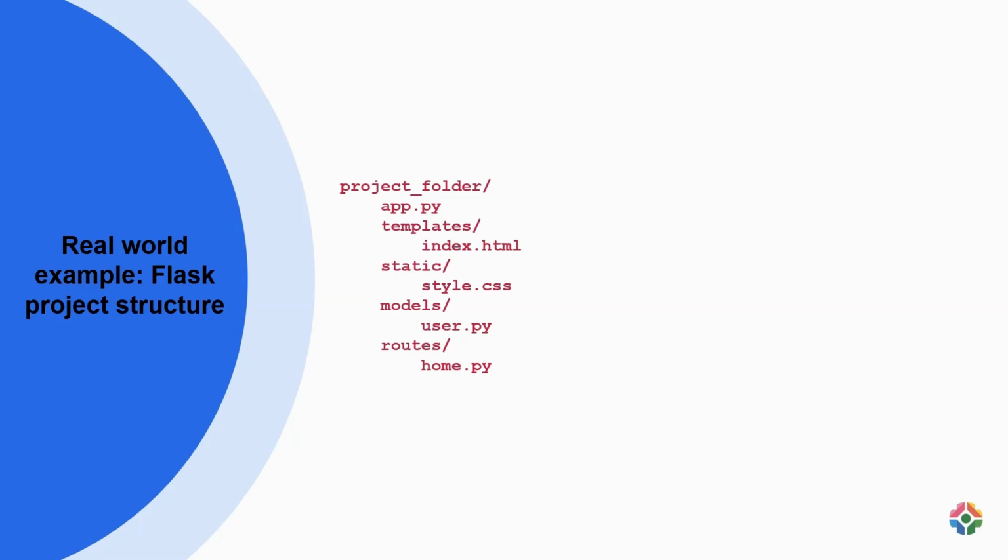For example, in the provided structure, user.py in the models folder may contain the user model class definition. Home.py in the routes folder could handle routing logic related to the home page, and index.html in the templates folder could represent the main web page layout. This structured approach aids in better code organization, separation of concerns, and maintainability of the web application project.